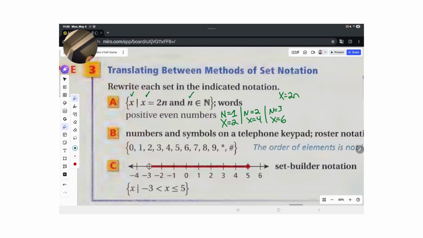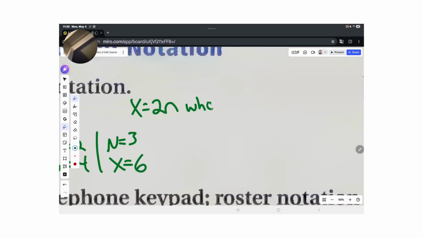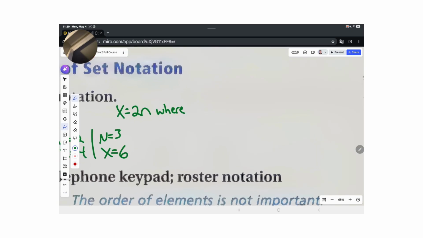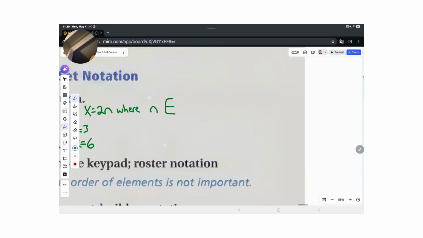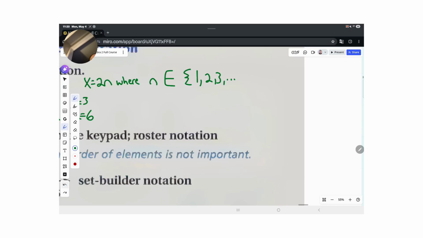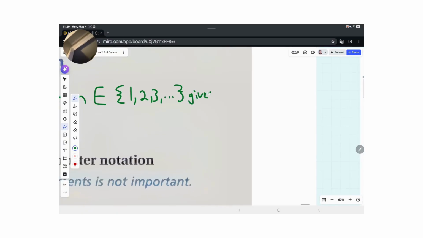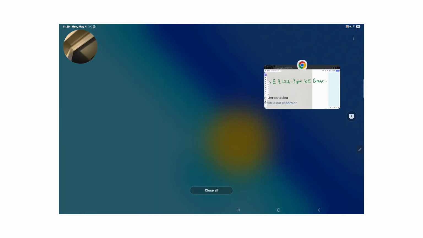So we'll write x equals 2n where n, here's our element symbol, let's open up that brace: 1, 2, 3, our ellipsis. We'll close the brace there. Gives x element. And now let's put in our even numbers. Here's our open brace, 2, 4, 6, 8, and go ahead and give an ellipsis again to show that that continues on.